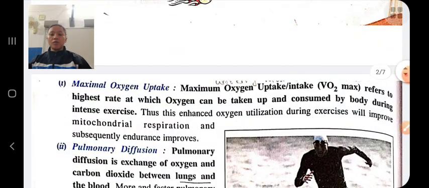The first is maximum oxygen uptake. Maximum oxygen uptake refers to the highest rate at which oxygen can be taken up and consumed by the body during intense exercise. If our oxygen uptake capacity increases, then our endurance will be improved because it will supply more oxygen. Thus it enhances oxygen utilization during exercise, which improves mitochondrial respiration and subsequently endurance.